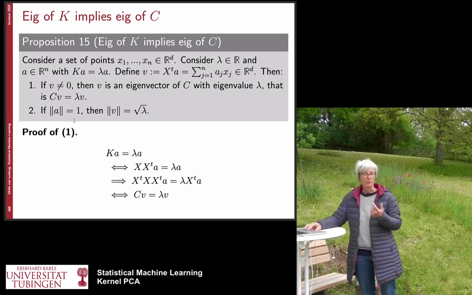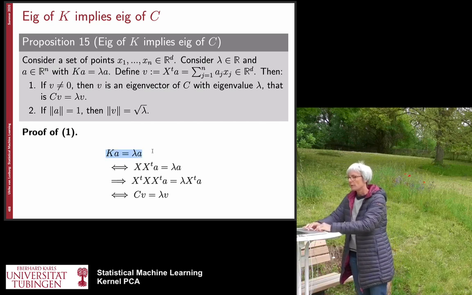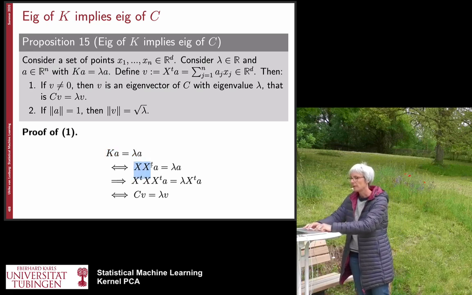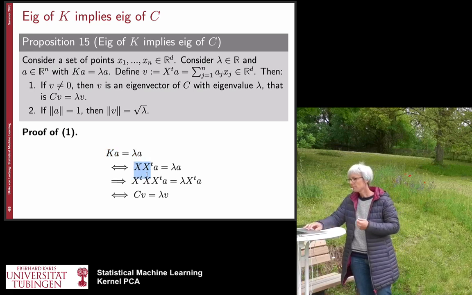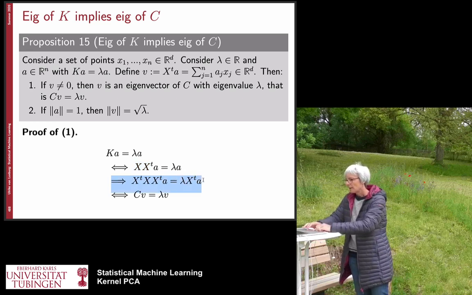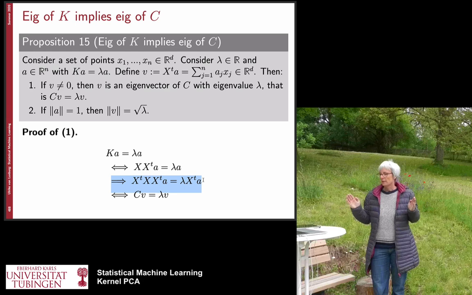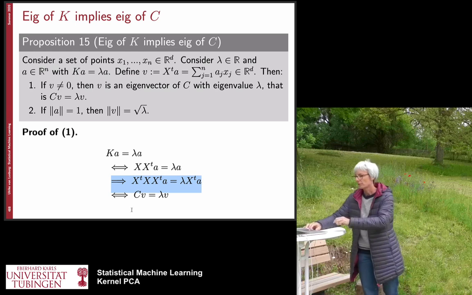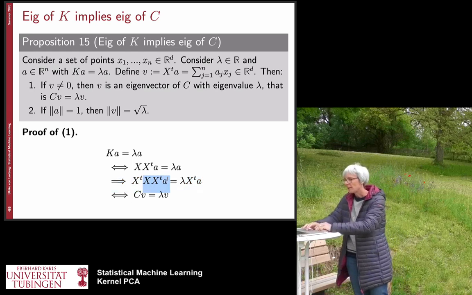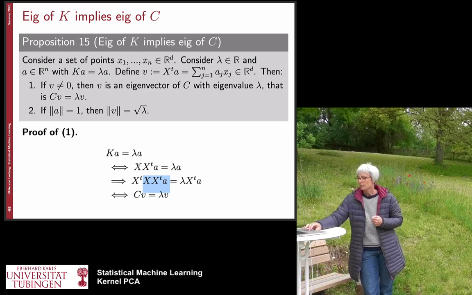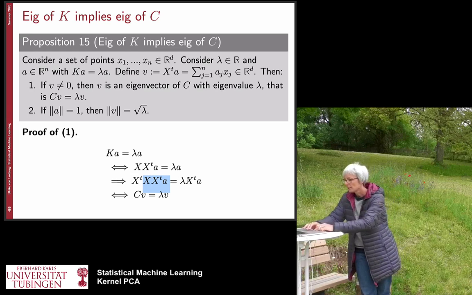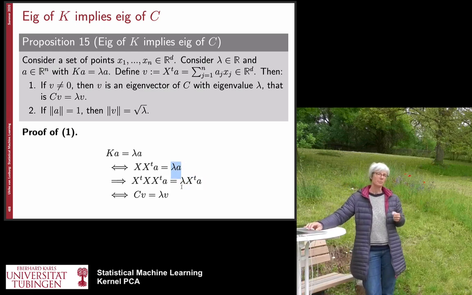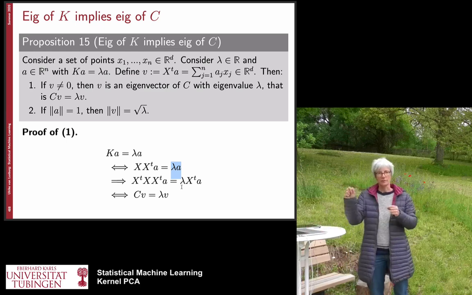So the proof. We start with the first statement, and in fact the proof is very simple. We know that K times A is lambda A because A is an eigenvector with eigenvalue lambda. Now I simply replace the formula of K with these X's. And now I do a trick. I multiply the equation that we have here from the left side with X transpose. So you can see that here, X transpose X X transpose A is what we had in the line before, and in front we now have this X transpose. And similarly here, this is X transpose times this line. Simply I pulled lambda out again because lambda is a scalar and you can move it wherever you want.